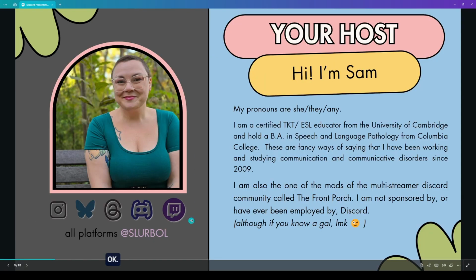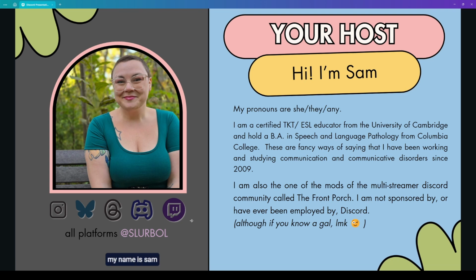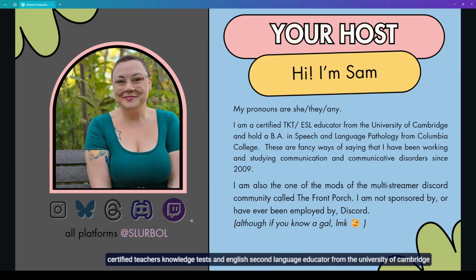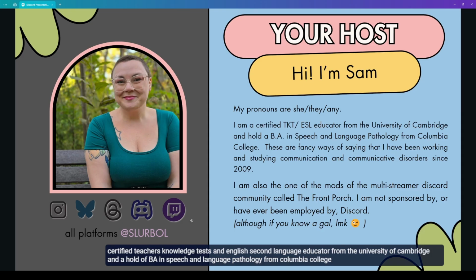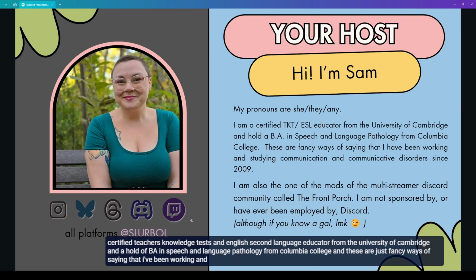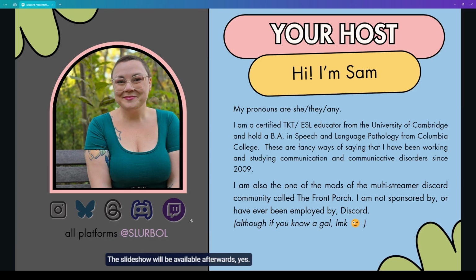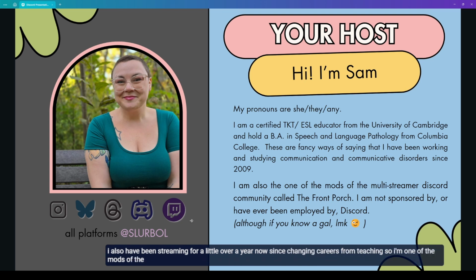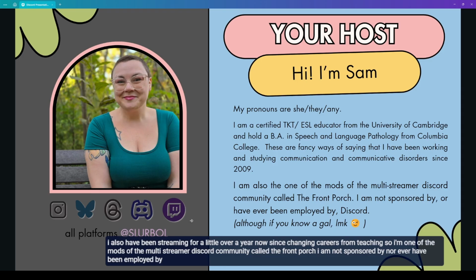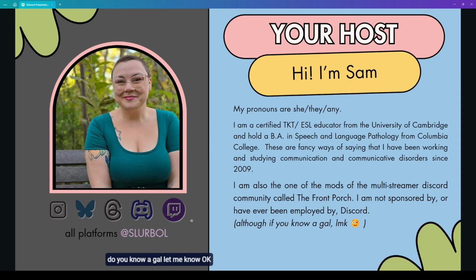All right. So a little bit about me. My name is Sam. I go by Slurble on most platforms. My pronouns are she, they, any. I am certified teacher's knowledge test and English second language educator from the University of Cambridge, and I hold a BA in speech and language pathology from Columbia College. These are just fancy ways of saying that I've been working and studying language and communication disorders since 2009. I also have been streaming for a little over a year now since changing careers from teaching. I'm one of the mods of the multi-streamer Discord community called The Front Porch. I am not sponsored by, nor ever have been employed by Discord. Although, if you know a gal, let me know, okay? I'm always open to opportunities.